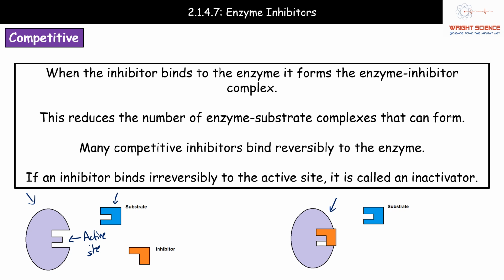It is worth bearing in mind that many of these competitive inhibitors bind reversibly to the enzyme. That means they will be released at some point if the conditions are right. If we do have an inhibitor that binds irreversibly to the active site, we change its name slightly and refer to it as an inactivator rather than an inhibitor, because once it has bound irreversibly to the active site, we have inactivated that enzyme permanently.